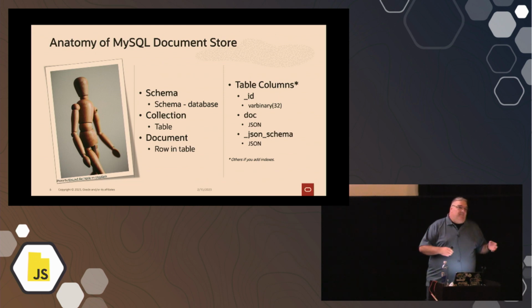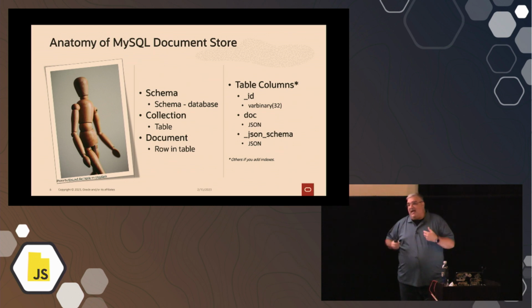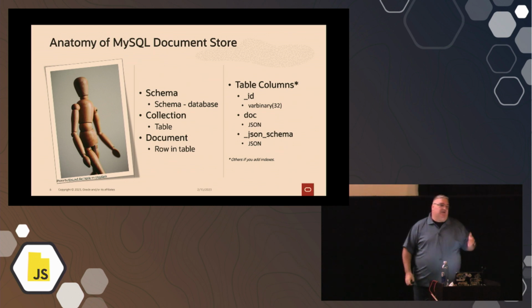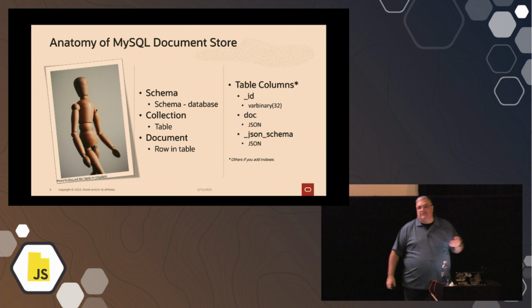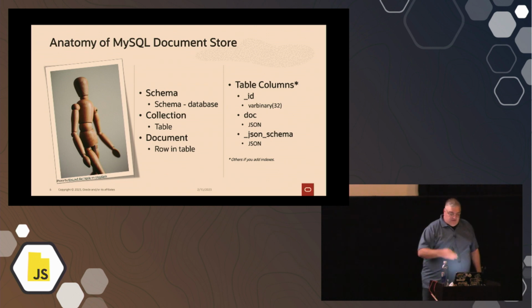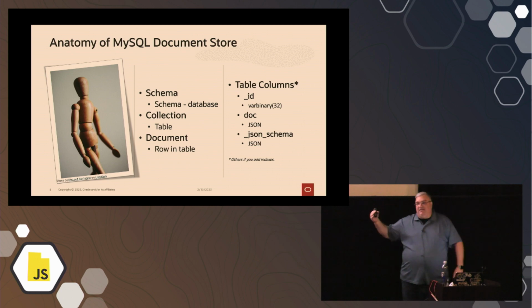Why do we want that? Well, while yes, it's great that we have schemaless stuff, sometimes you might have a situation where you need to make sure that a particular property in a JSON document always exists, or that it's always a particular data type. And using the JSON underscore schema, you can actually validate any document that you dump into that collection.